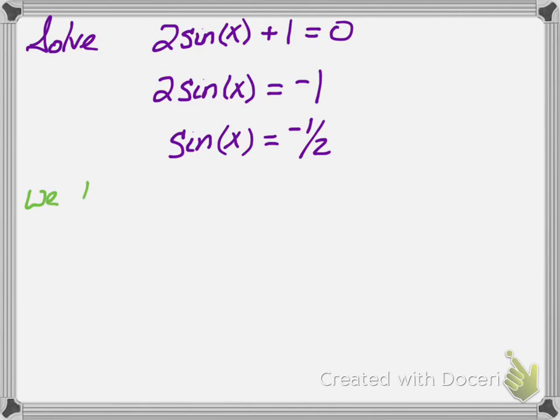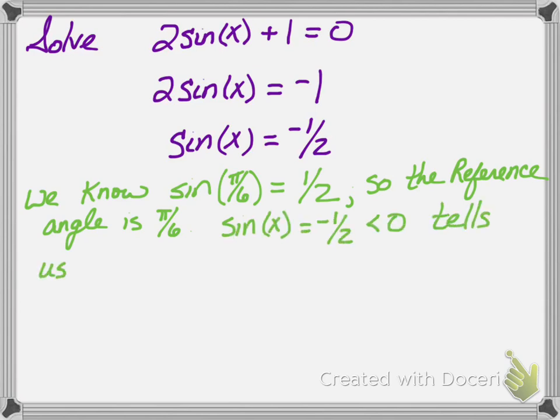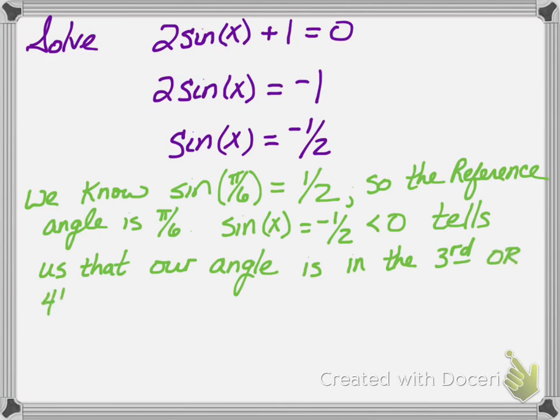And now we want to think about our common angles. Sine of pi over 6 equals a half, but this is just telling us that our reference angle is pi over 6. But we want to solve sine of x equals negative 1/2, and that's a negative number, which means that we are looking for an angle that gets us into the third or the fourth quadrants and still has a reference angle of pi over 6.